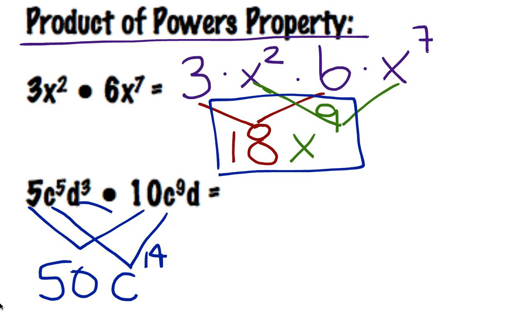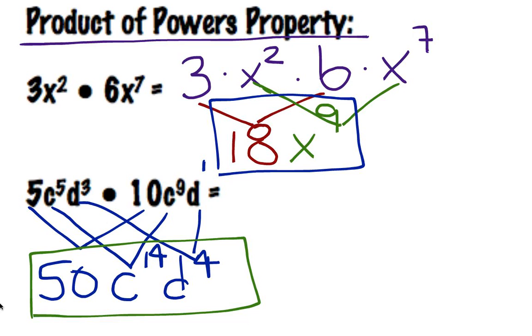And lastly, I have d cubed times d times d. Well, if I don't have anything written for my exponent, we can assume that the exponent is 1. So d to the 3rd times d, I can simplify as d to the power of 4. My final answer is 50 c to the 14th d to the 4th.